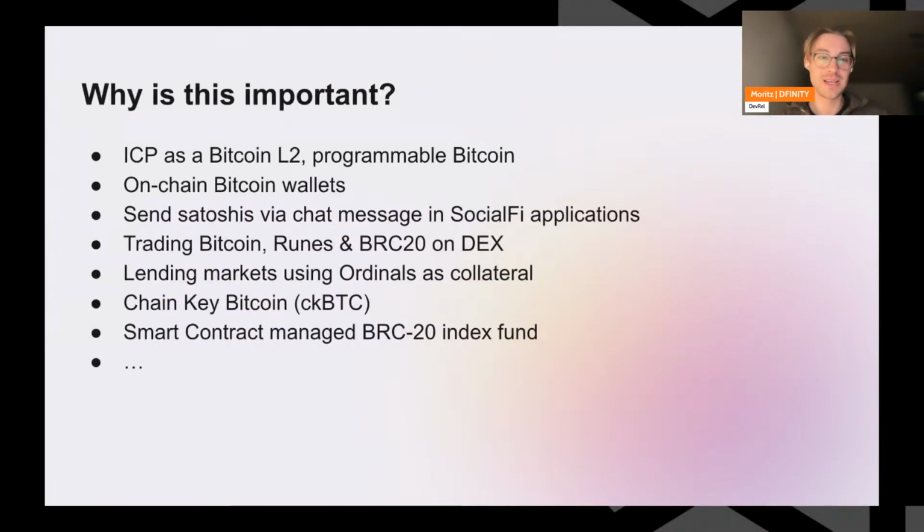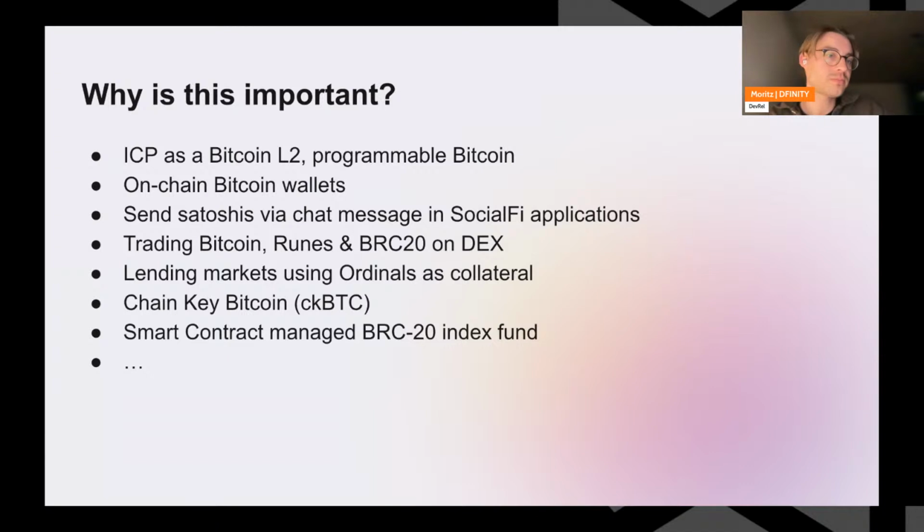Anyways, why would this be important? First of all, it positions the Internet Computer as a Bitcoin layer 2, so it enables programmable Bitcoin. Because a smart contract can hold Bitcoin, you can also have on-chain Bitcoin wallets, so basically smart contract Bitcoin wallets. With things like ckBTC that we are touching upon later, you can actually send funds via, for example, a chat message and SocialFi applications. The idea here is that you really have Bitcoin microtransactions. You can send a fraction of a second in Bitcoin, and you are not killed by the transaction fees that usually occur on layer 1.